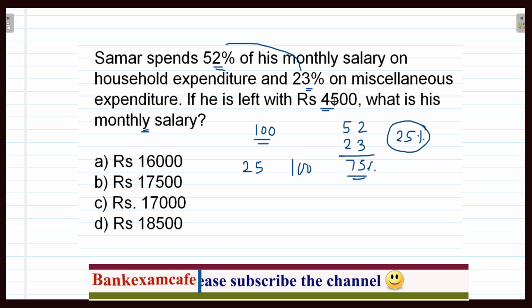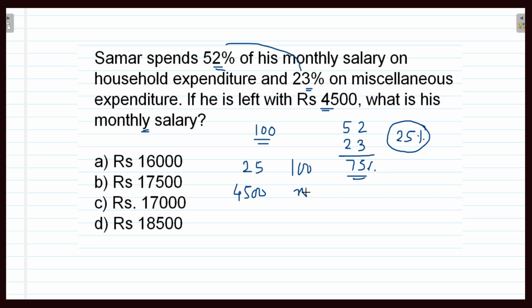So what is actually left? It is 4,500. So when 4,500 is left, what will be the monthly salary? Once again, see, when 25 rupees is left, the monthly salary is 100 rupees. And so when 4,500 rupees is left, what will be the monthly salary? This is increased by 4 times, correct?